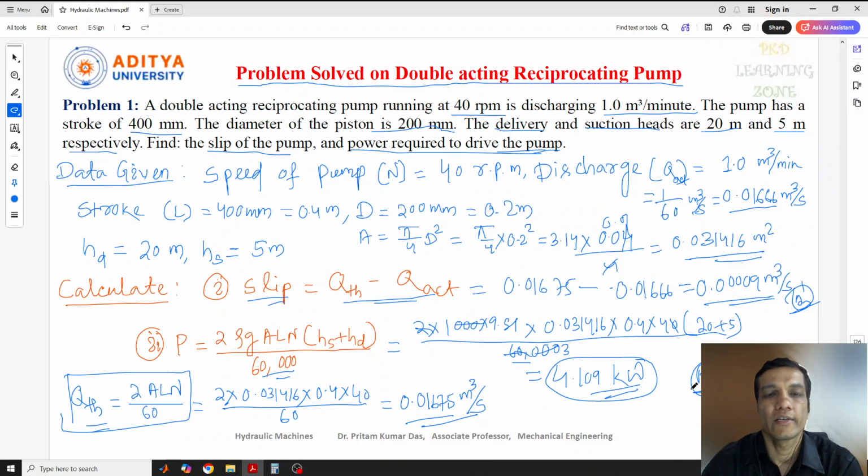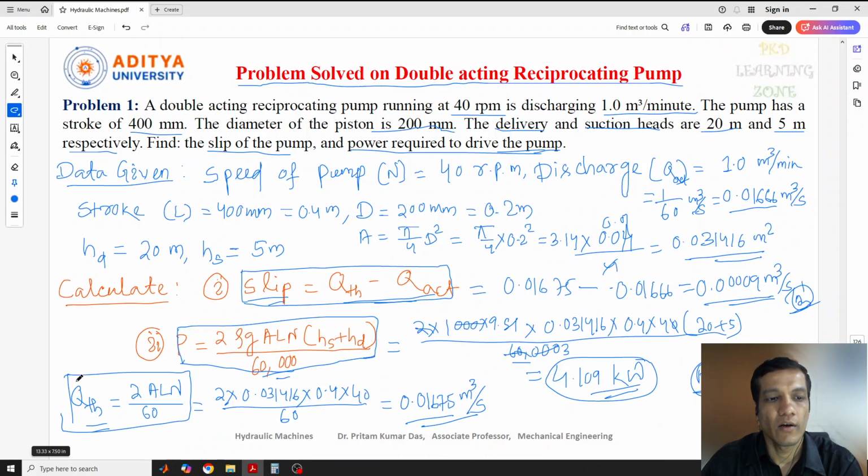So I hope you understand how to solve this problem. Very simple. Only these two formulas we need to remember. Apart from that, some other formulas are there. So power required to drive, work done, or discharge, these things we can remember.